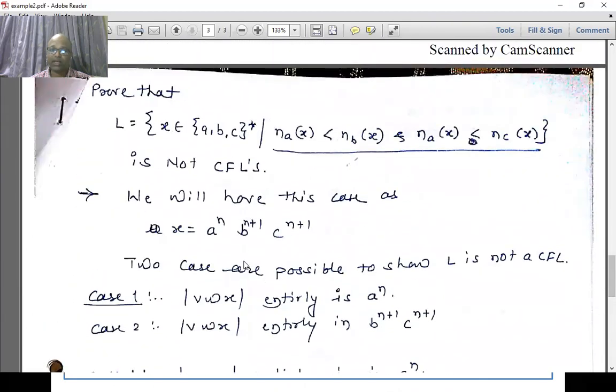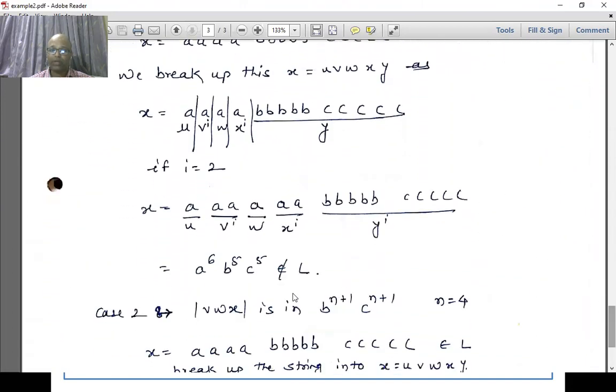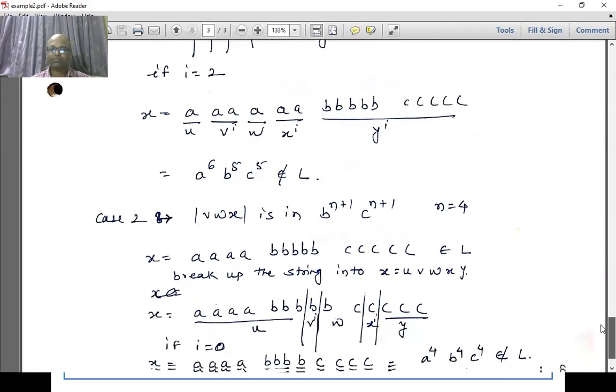Which is not following this condition of a particular L. What condition says? Number of A's should be less than number of B's, and number of A's should be less than number of C's, even after pumping up. So after pumping up, what do I get? The total number of A's gets increased. So surely this pattern is not in the language. Hence we proved that the language is non-context-free.